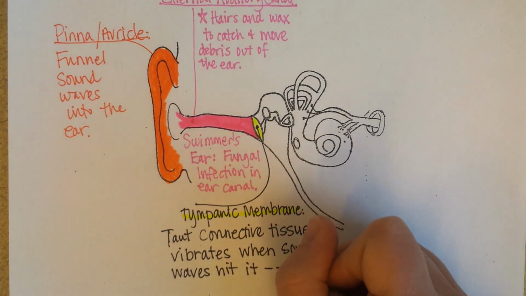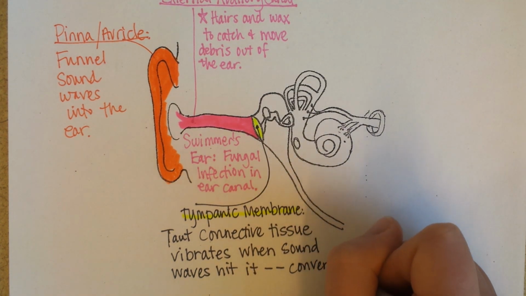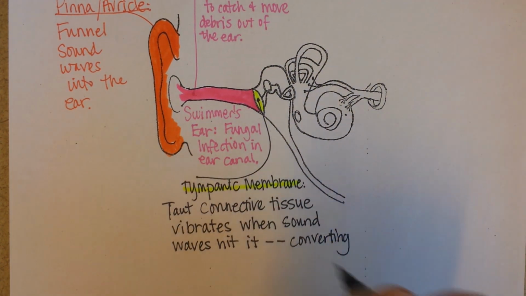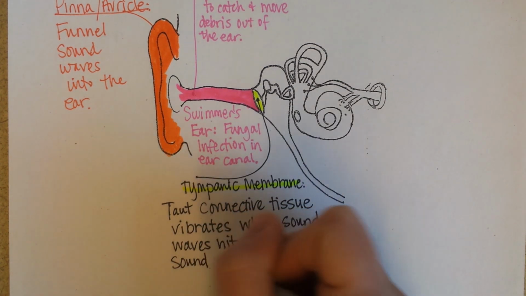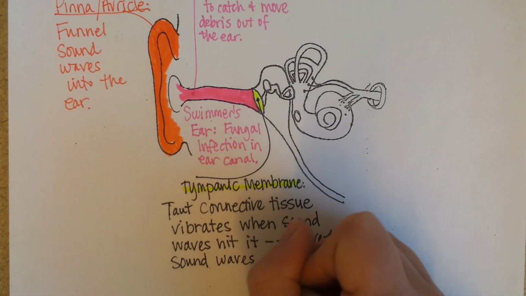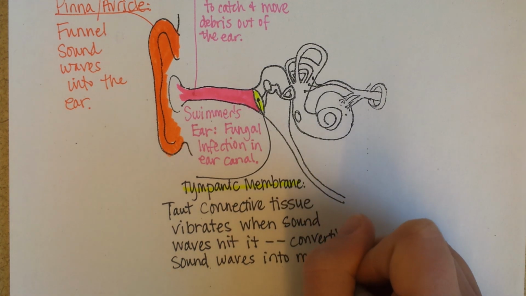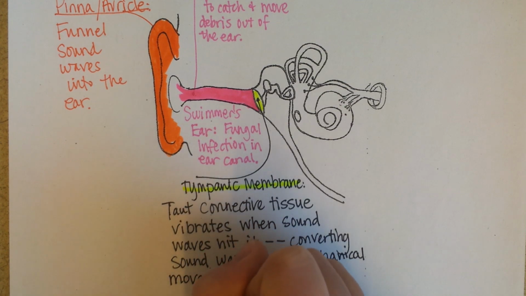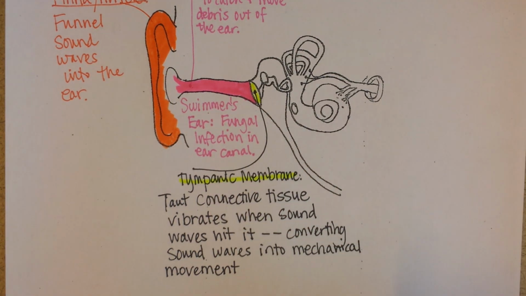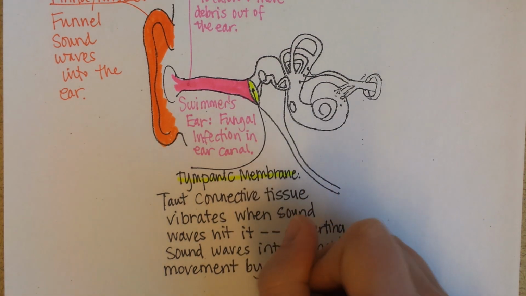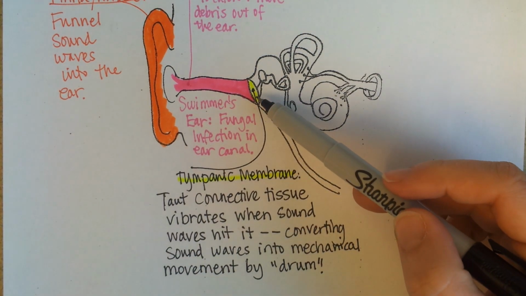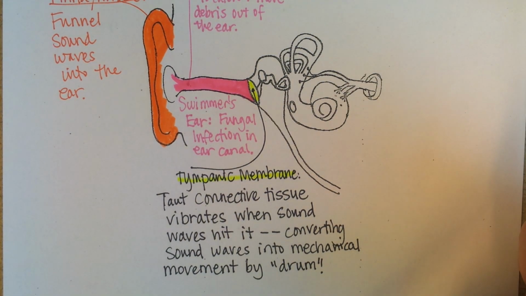And this is converting energy from one form to another. It converts the sound waves into mechanical movement. Now, if anything happens to that tympanic membrane, then hearing will be compromised because that's the conversion point of the sound waves into mechanical movement.